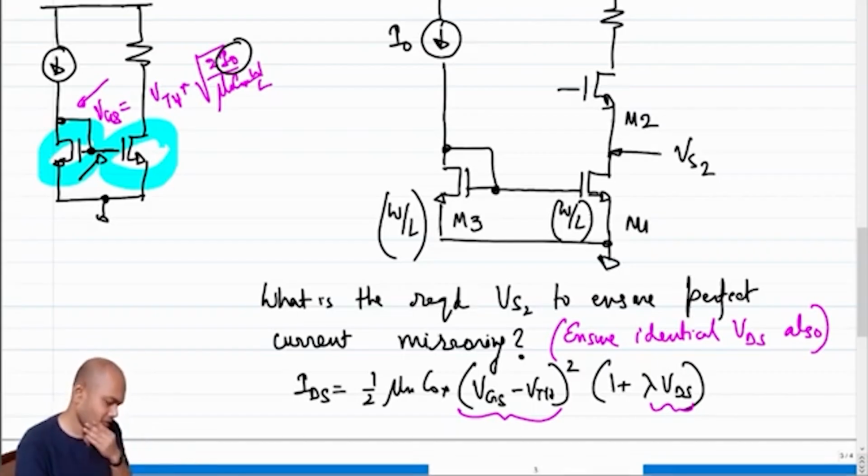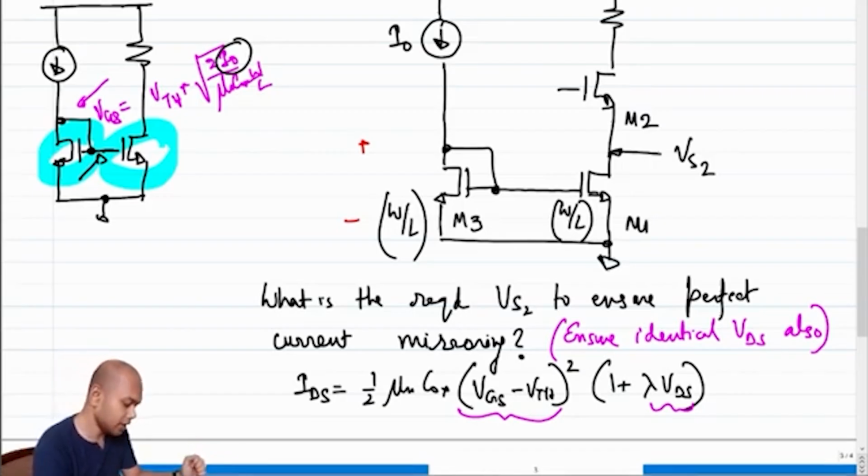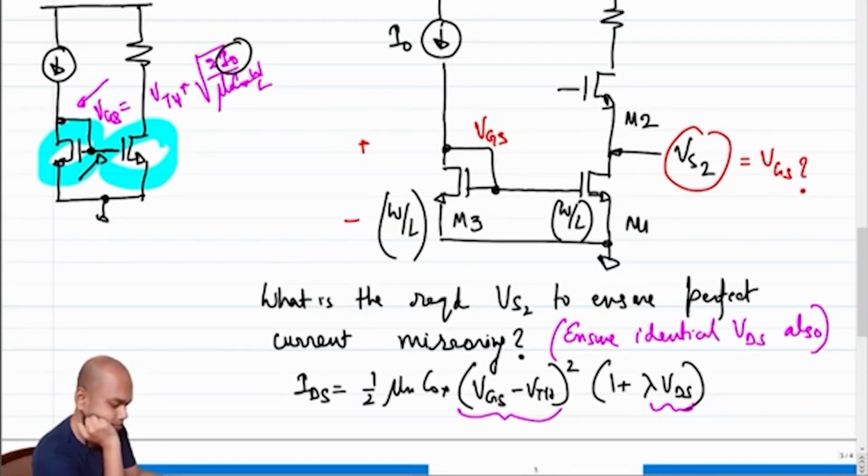But now we have a problem, right? Who is setting the VDS? Who is setting the drain to source voltage in M3? Clearly, the drain to source voltage of M3 is equal to the gate to source voltage of M3 because drain and gate are connected. So this is VGS, correct? So this voltage is VGS. So how do I ensure VS2 becomes VGS? How do I ensure this?